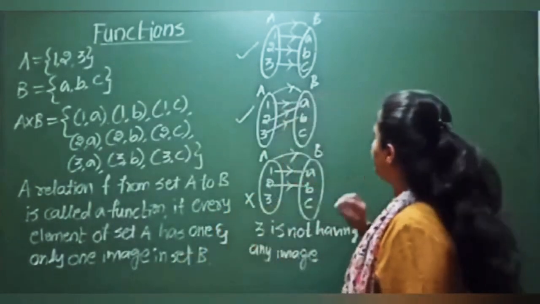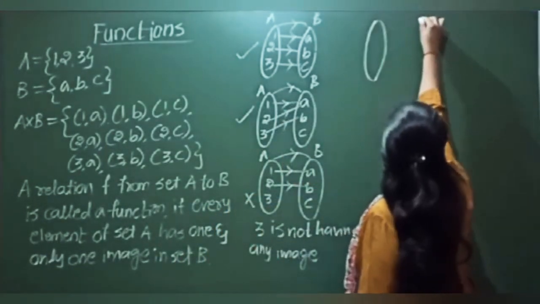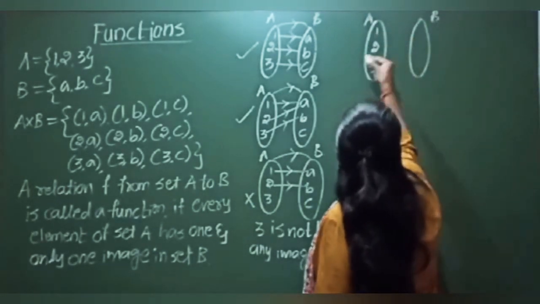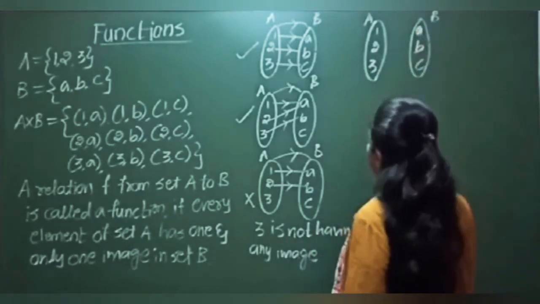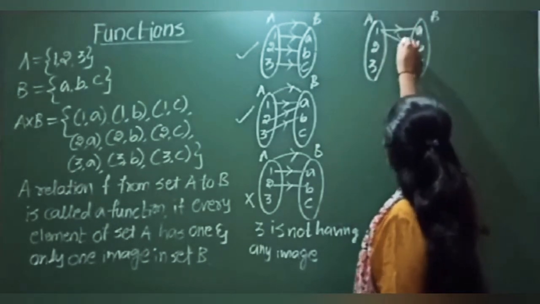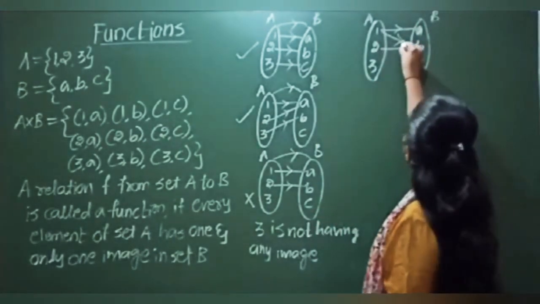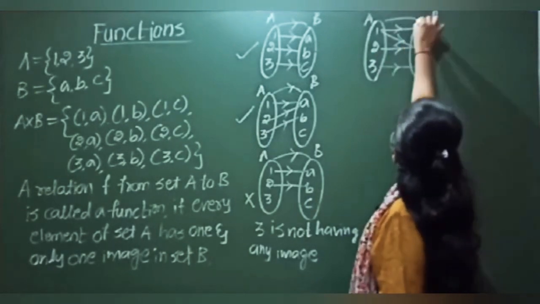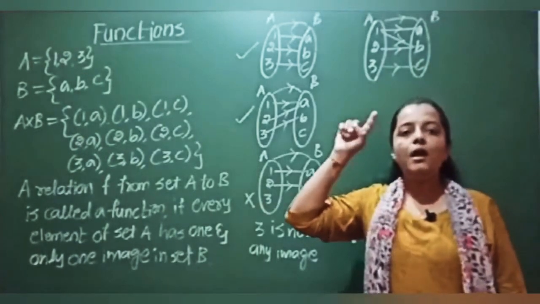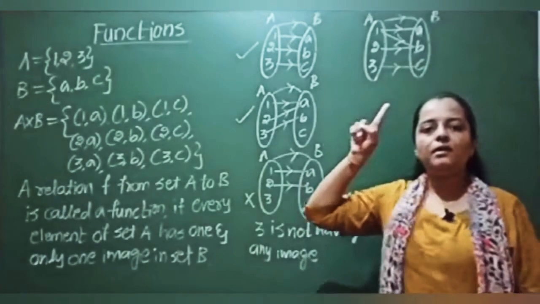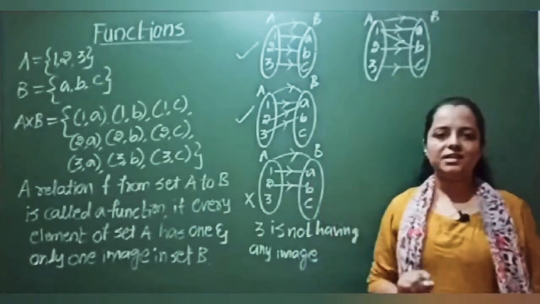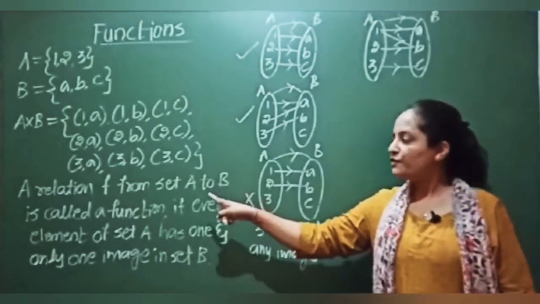I'll consider now another relation from set A to set B. Set A has elements 1, 2, 3, and set B has elements A, B, C. Now 1 is related to A, 1 is also related to B, 2 is related to B, and 3 is related to C. This is a relation from set A to set B, because the relation has elements (1, A), (1, B), (2, B), and (3, C). Now we'll think about whether this relation is a function or not. So what is the definition of a function?